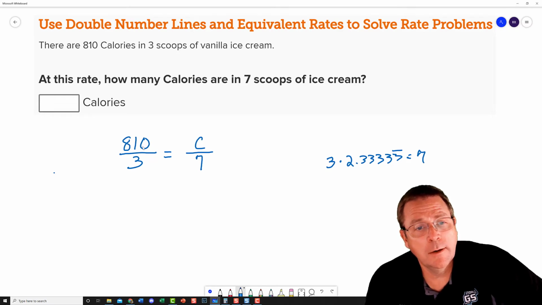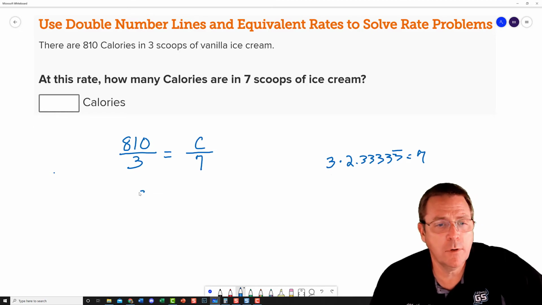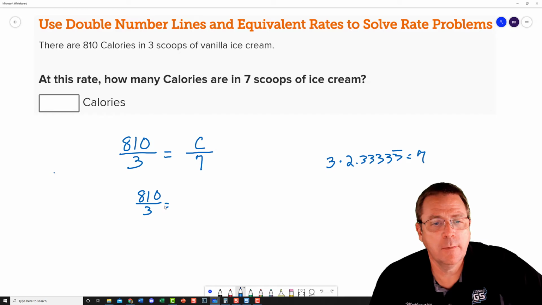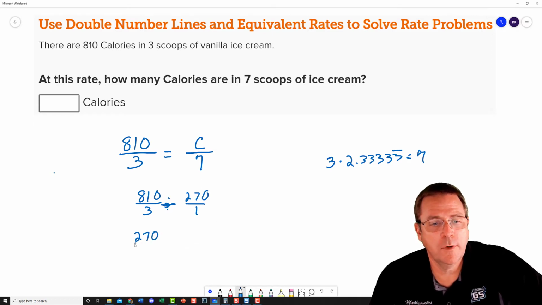So 810 divided by 3 is going to be 270. So I'm going to use my favorite unit rate approach. Take 810 divided by 3, and that's going to give me 270 over 1. Now I can take that 270 over 1 and multiply that times the goal of 7. If I do it on the bottom, I have to do it on the top.